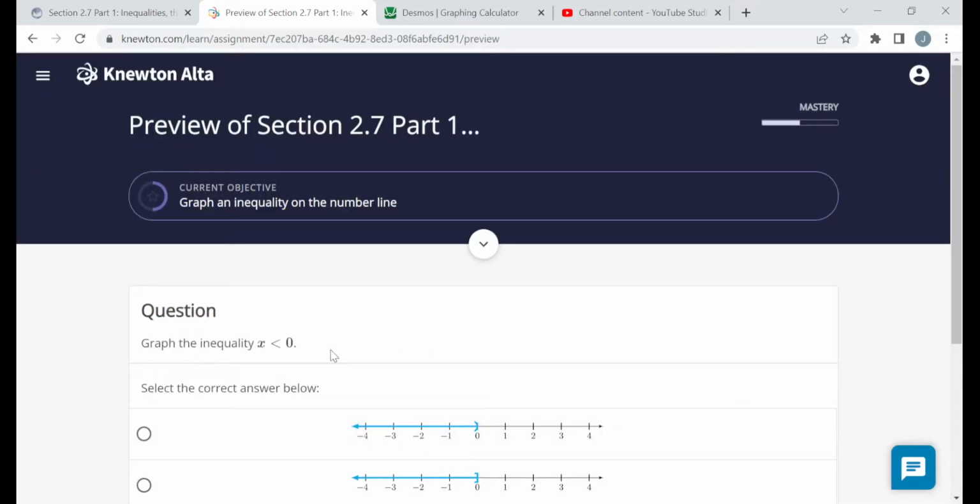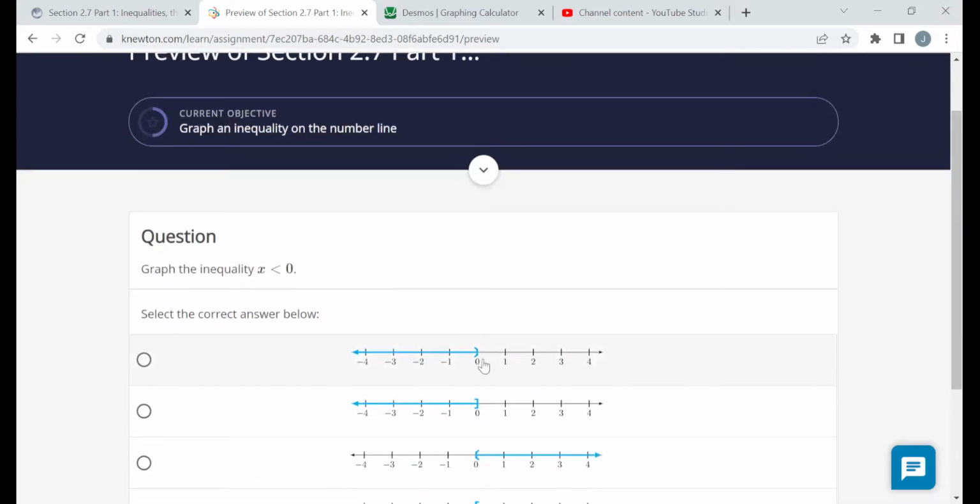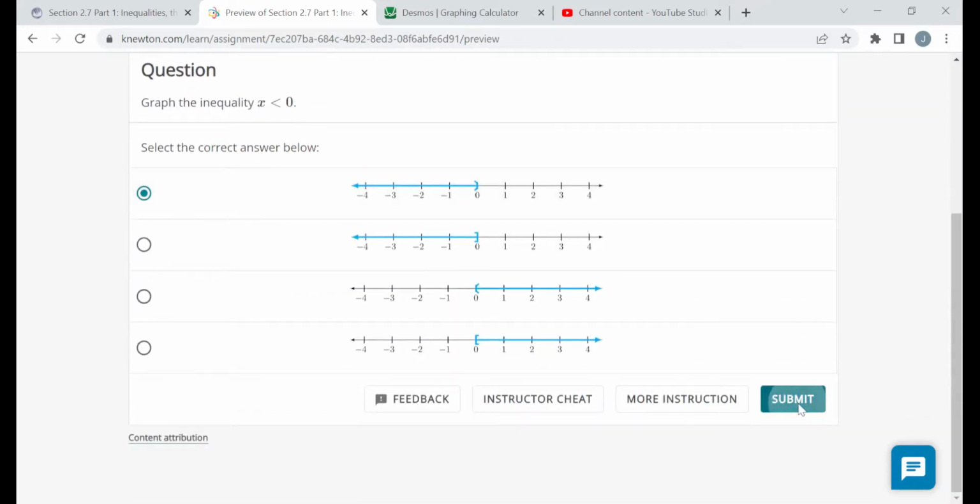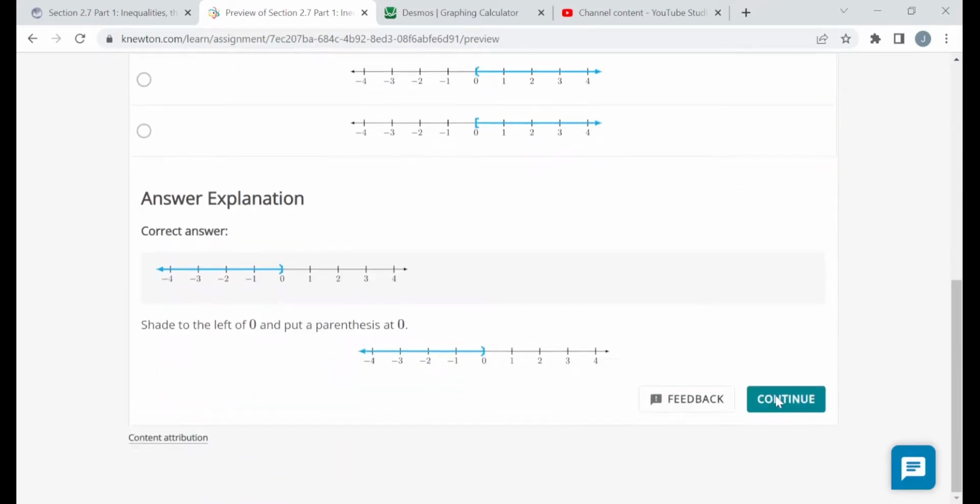All right, so one more graph. Now this is x is less than 0. So I'm not going to write this one out this time. I'm just going to say, hey, this is all the numbers left of 0 and not including 0. Right? 0 is not less than 0. So you have a parenthesis on 0, and all the numbers to the left of it are solutions. So that's this first option. Pretty simple.